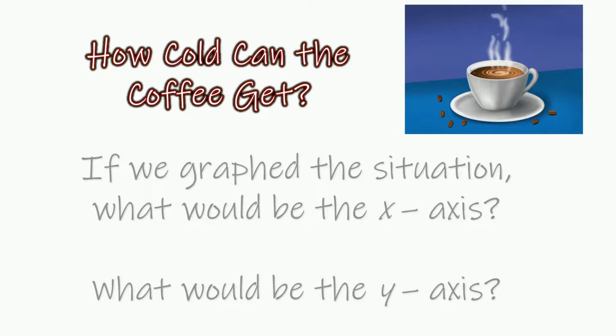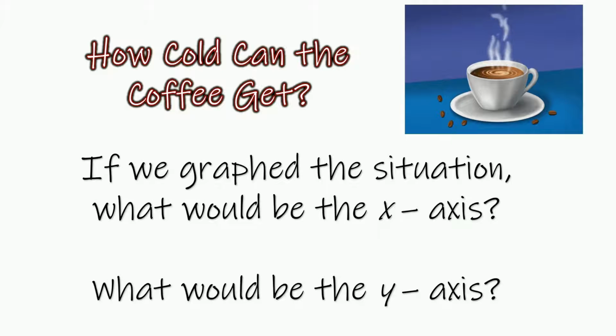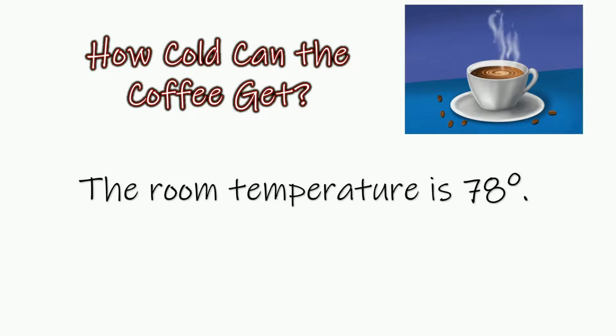Now, let's say we wanted to draw a picture of the situation, of the temperature of the coffee over time. Well, what would the x-axis be? And the y-axis, what about it? What would it be? And now let's say that the temperature of the room is 78 degrees. Can you visualize the situation? How cold is the coffee actually going to get?